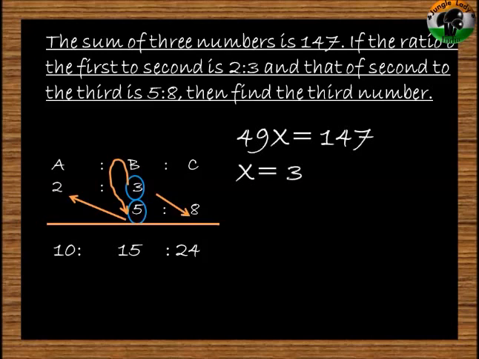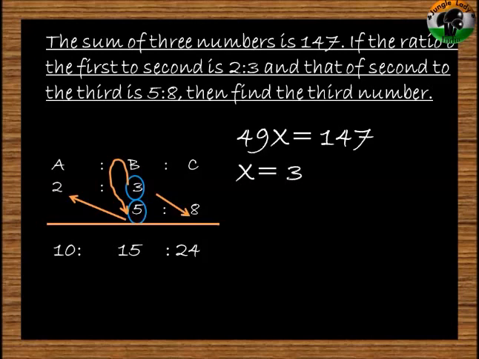Next, as we have discussed in our video 1, if the sum is given and a ratio is given, what you have to do, use your brain logic, is just add up the ratio here, 10 plus 15 plus 24, which is 49x, and substitute it to the sum equal to 147. Obviously x is 3.